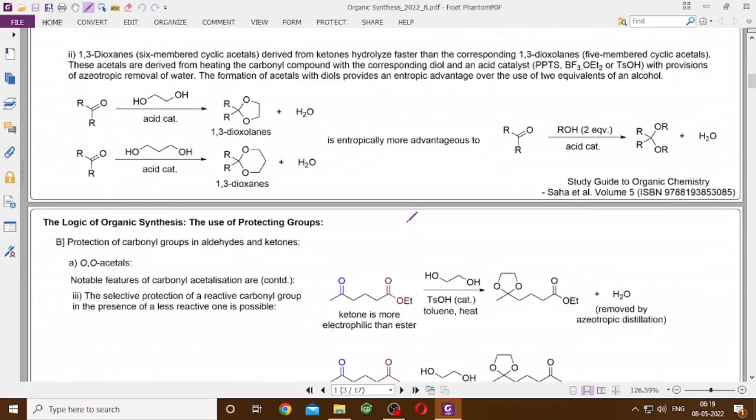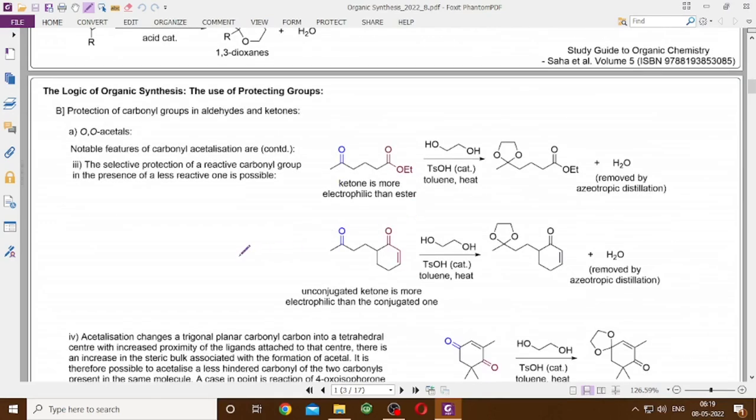Let us consider a few examples. Protection of a ketone in presence of an ester can be done, because esters are generally not acetalized under this reaction condition. They are very much less electrophilic compared to the ketone, and therefore this blue carbonyl can be protected in presence of this magenta colored carbonyl, which is a part of the ester group, and therefore you have this protected thing. You are using tosic acid as the catalyst. Also, toluene is used as a solvent. Heating is required, and azeotropic distillation and removal of water is also done.